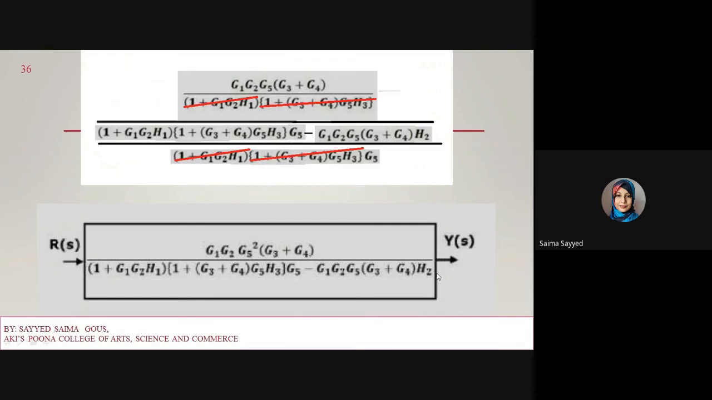We have converted that block into a single block. Hope you have understood how to reduce the block.